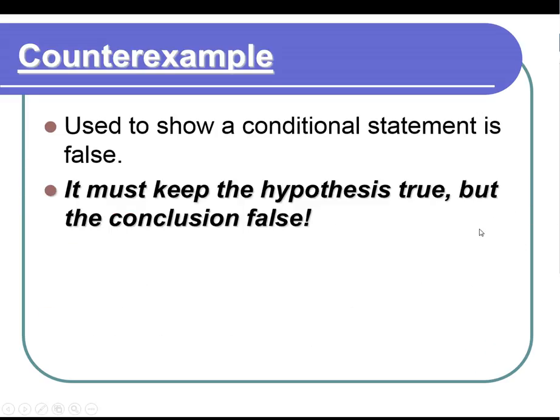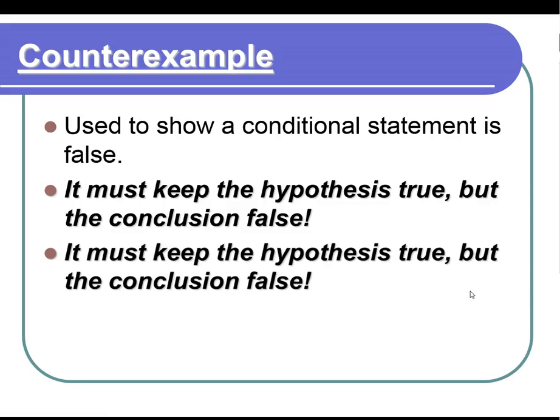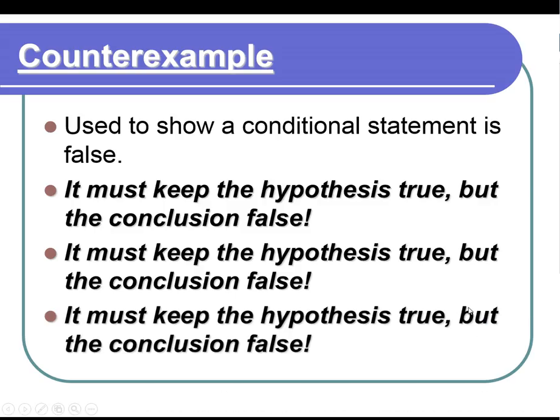Okay, this is important. With the counterexample, it must be consistent with the hypothesis. So it must essentially start with the same hypothesis, but it's got to show that the conclusion is not necessary or is false, right? That's one of the things that people really have trouble with when they want to come up with a counterexample: sometimes they'll try to change the hypothesis, and that's not valid. It has to keep the same assumption, but show that the conclusion is flawed, okay?